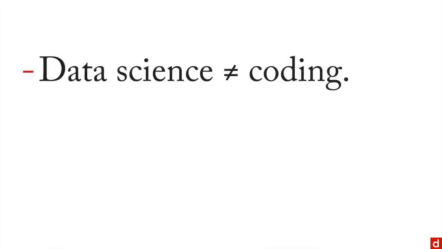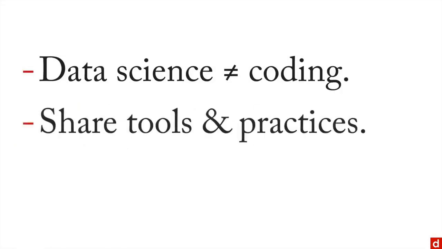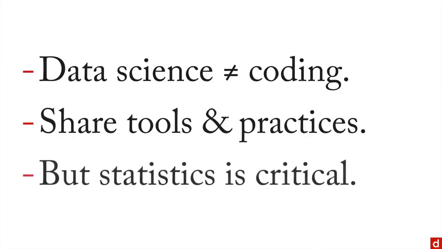In sum, we can say this: data science is not equal to coding. They're different things. On the other hand, they share some of the tools and they share some practices, specifically when coding for data. On the other hand, there is one very big difference, and that's statistics. Statistical ability is one of the major separators between general purpose programming and data science programming.